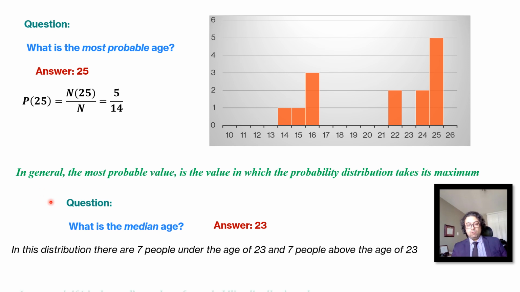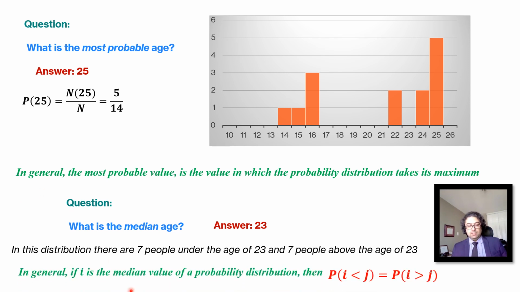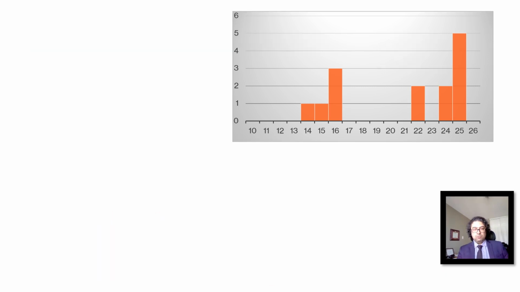Mathematically, if I want to show that, I would say the median value of a probability distribution is that value j in which the probability of finding individuals with a number less than j would be exactly equal to the probability of finding students with a number greater than j. So this is the mathematical criterion of the median age. All right, we're still not done. Now we want to raise another question.